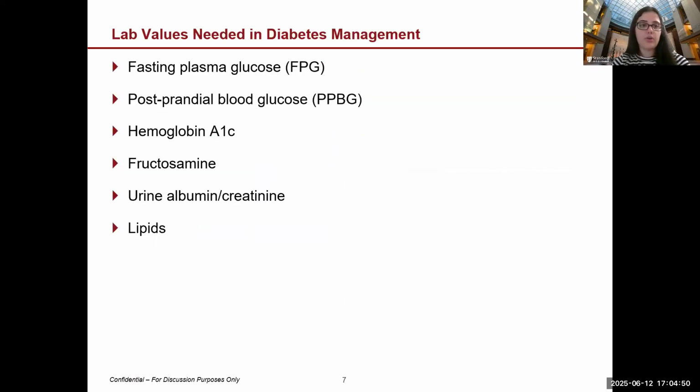So this is an overview of the lab values needed in diabetes management, and I will go into more detail about each of them.